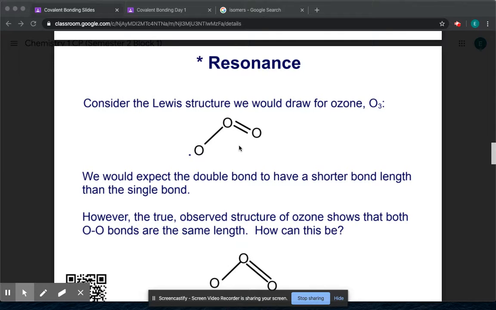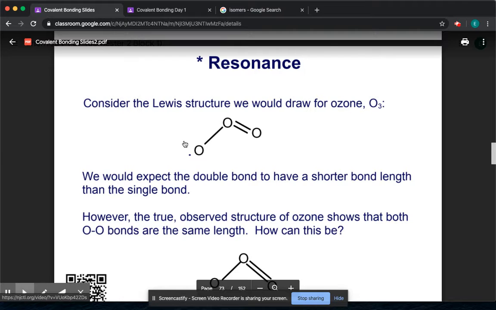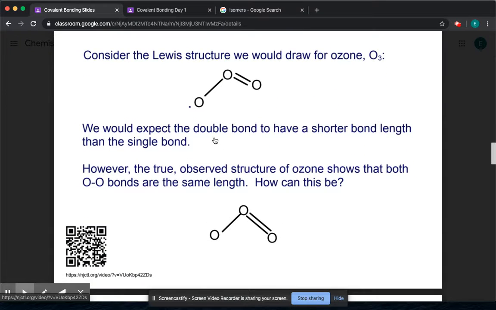There's another term that you might hear in the future, and it's called isomers. Isomers is when a compound can have more than one form, but this focuses on the actual arrangement of the atoms themselves, where they're placed. Resonance focuses on where the electrons and bonds are drawn. So today's topic is resonance.